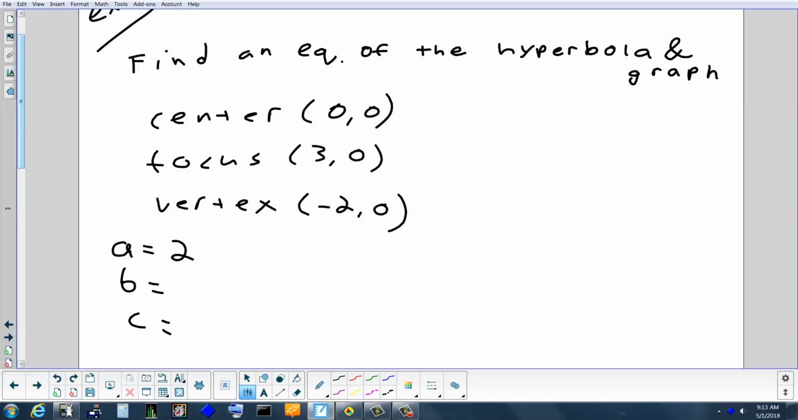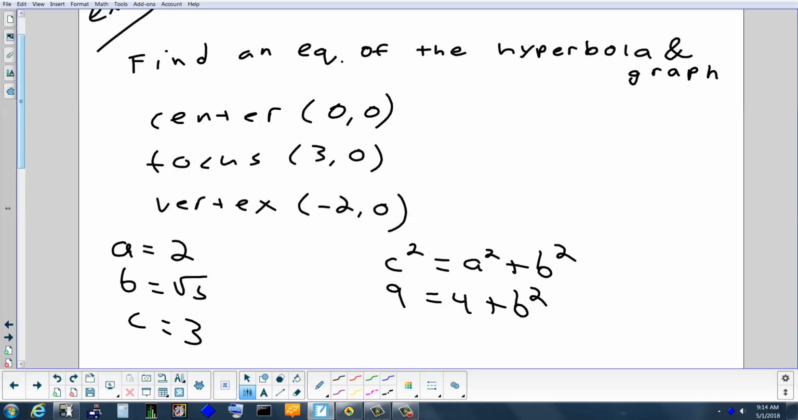C is the distance from center to focus. How far apart is the center and the focus? Yeah, 3. Now for the formula, we really need b squared, but we can find it using this. And what's the formula for that again? C squared equals A squared plus b squared, right, for a hyperbola. Okay, so we get 9 equals 4 plus b squared. So if we solve that out, we get 5 equals b squared. So b is the square root of 5.